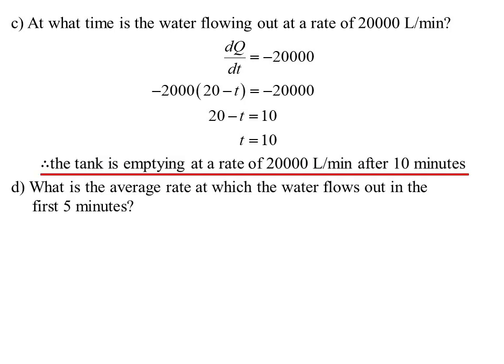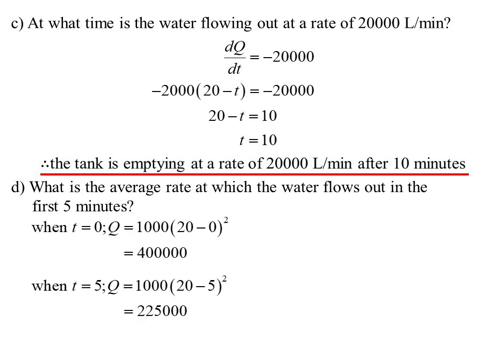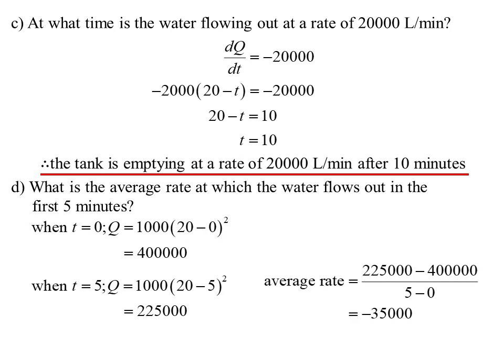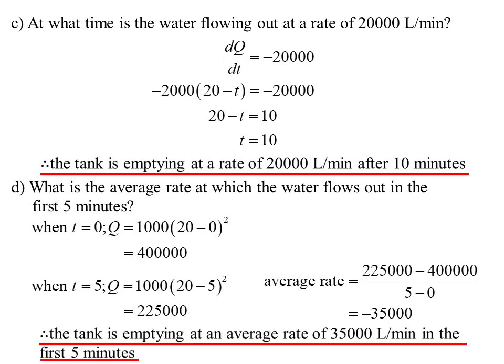What is the average rate? So the slope of that secant. First 5 minutes must go from T equals 0 to T equals 5. I'm going to need to know the quantity at those times. So at T equals 0, got 400,000. T equals 5, I've got 225,000. So now I find the average rate. Difference in the quantity over difference in the time. I get negative 35,000. Okay, there's my average rate. 35,000 litres per minute. What we're really interested in, though, are the equations of motion.